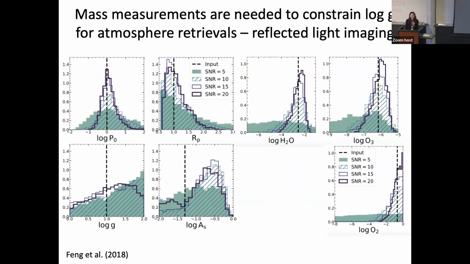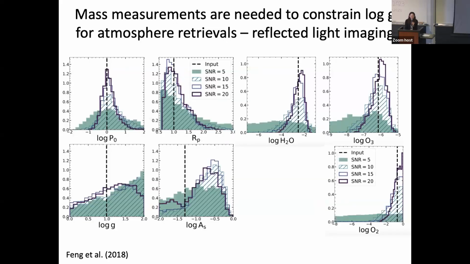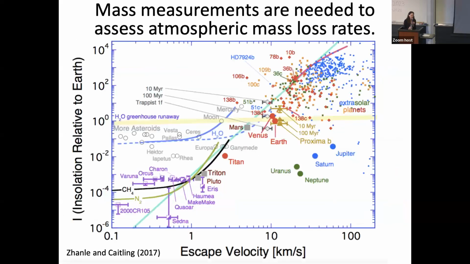Okay, in the interest of time, I'll skip, but say this also holds up, perhaps even more so, looking even further ahead to characterizing planets in reflected light. It's challenging to retrieve a surface gravity from a reflected light spectrum. So you'd really want an independent measurement of the mass.